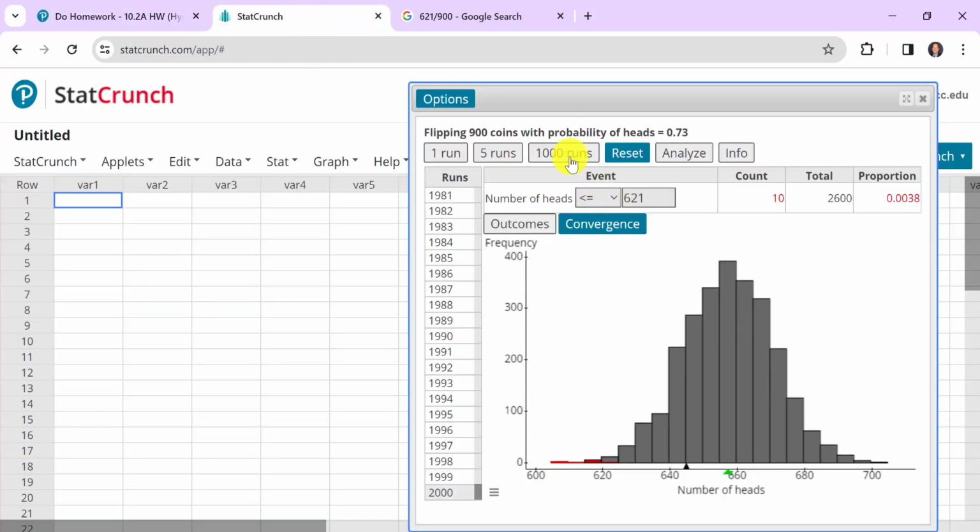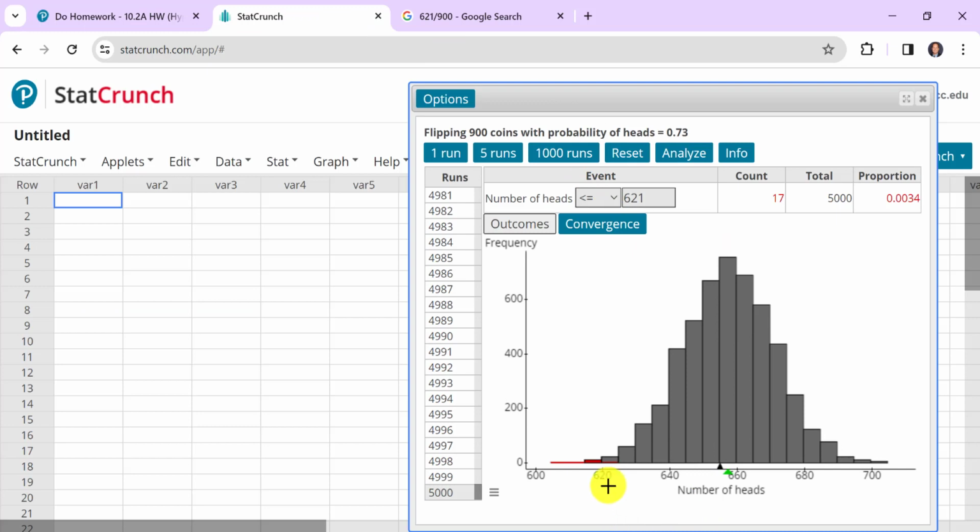1, 2, 3, 4, 5. And it counts how many times it happened. Well, it happened 17 out of 5,000 runs. So it's 0.0034. So it's very rare that that would actually happen. Now, the thing is here, they also want you to tally that and say, okay, we got 17 out of 5,000.